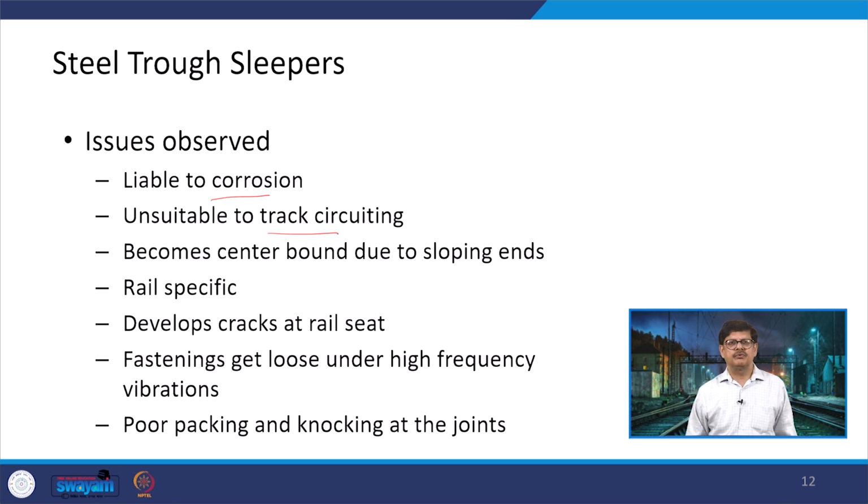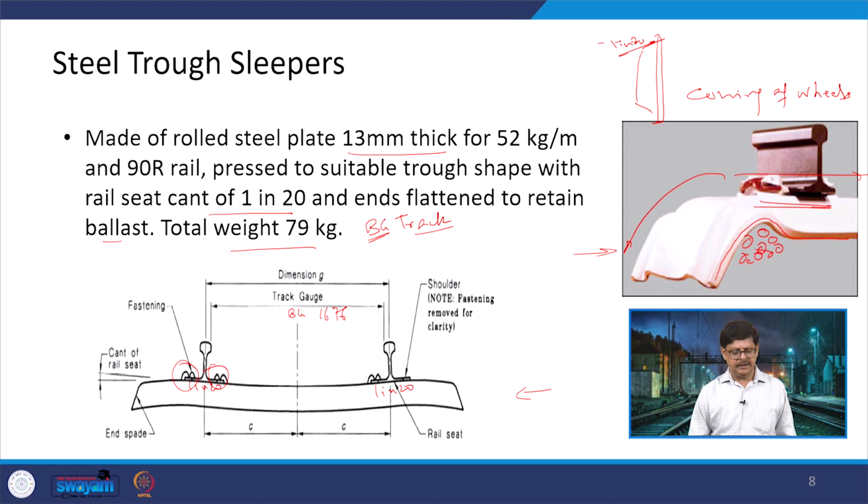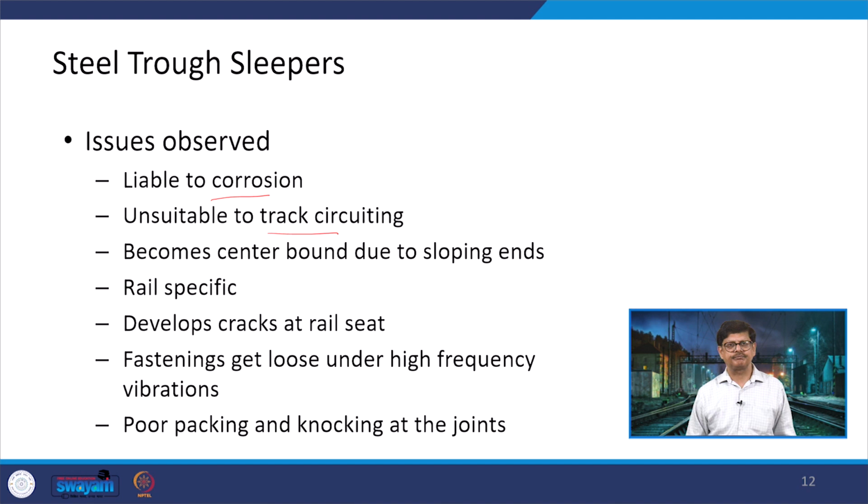Another issue was that it was becoming center bound due to the sloping ends. As we have seen in the diagram, this has a sloping ends condition. So, it was getting center bound. So, everything was coming towards the center. They also were really specific. If you are talking of 52 kg per meter, 60 kg per meter, or 90R rail, it means a different type of steel trough sleeper needs to be manufactured, transported and laid.